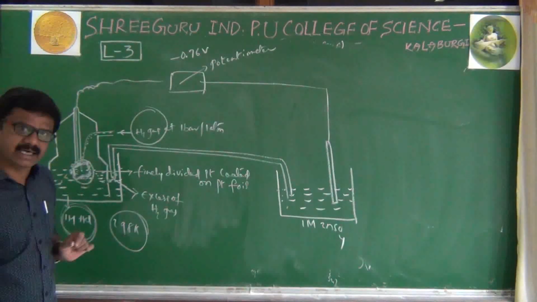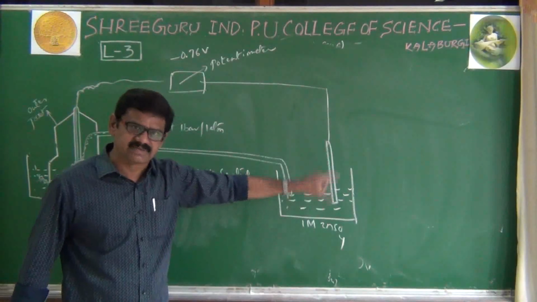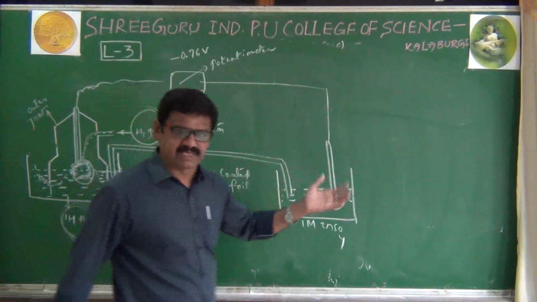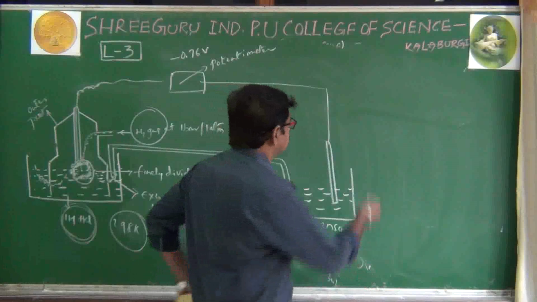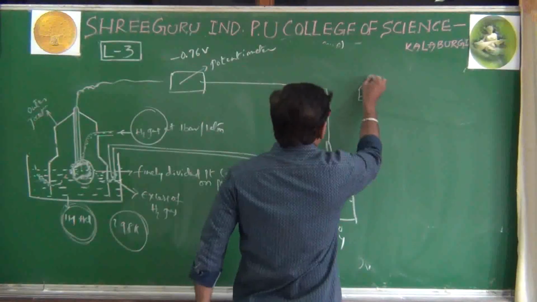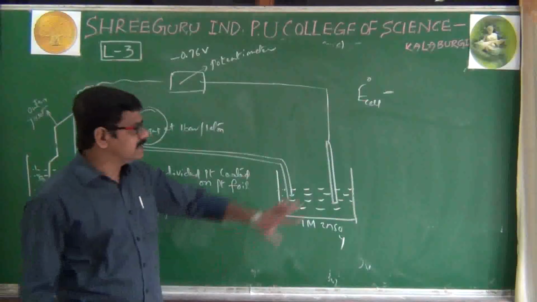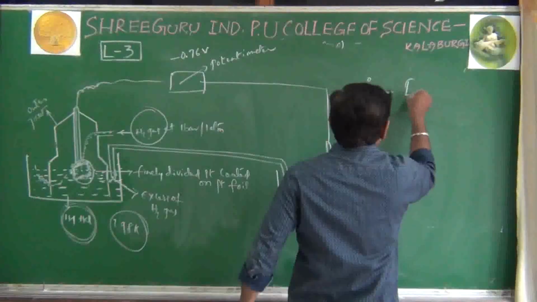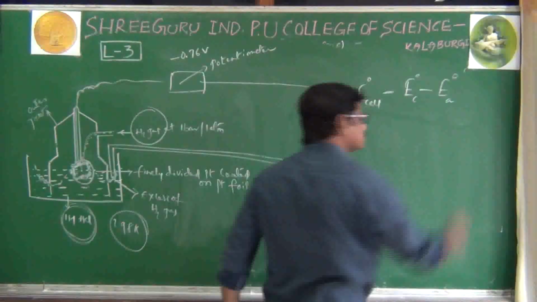Now, what is our main aim? We have to calculate the standard reduction potential of zinc. For that purpose, again we will use our EMF, the cell potential formula, which we already learned in the last video. That is E0 cell, nothing but EMF, equals E0 cathode minus E0 anode.